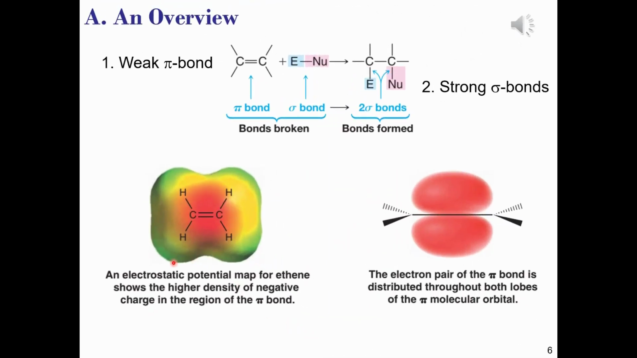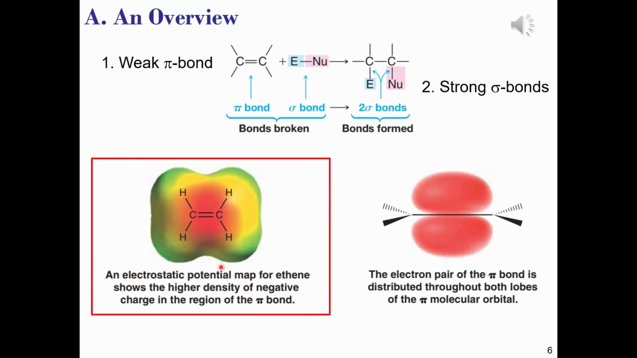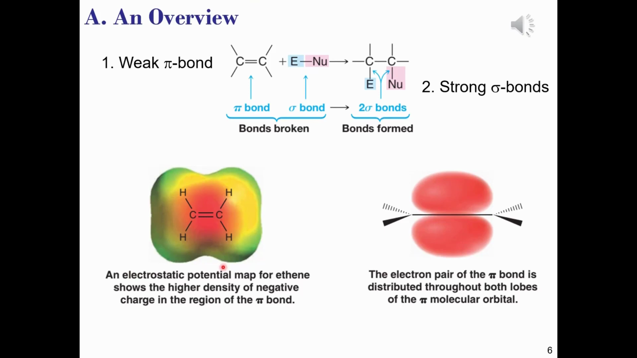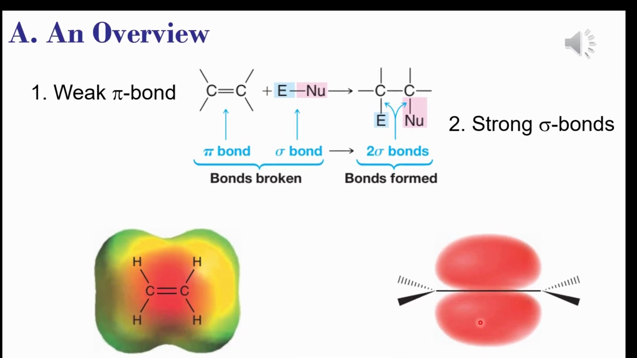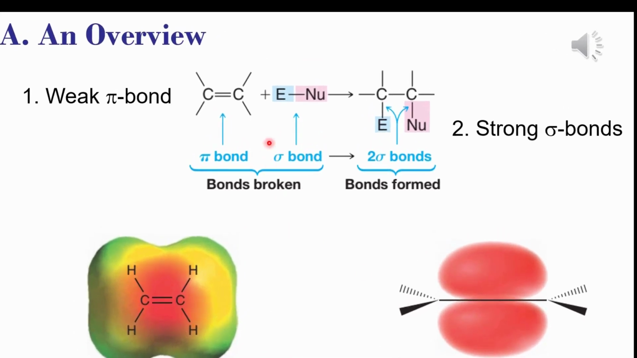Here we see the map of electrostatic potential for ethene, and this should serve as a reminder that there is a high region of electron density localized in the pi bond between these two sp2 hybridized carbons, and this electron density is distributed throughout both lobes of the pi molecular orbitals. The pi bond breaks as the electrophile approaches. Typically, the sigma bond between the electrophile and the other species, a nucleophile, is also broken.